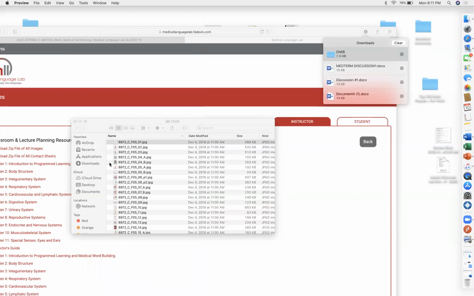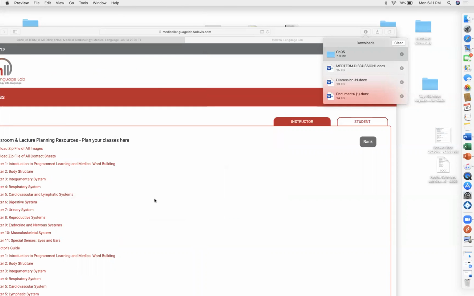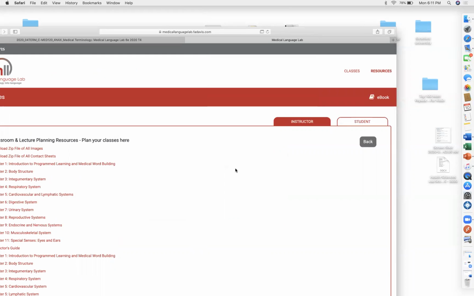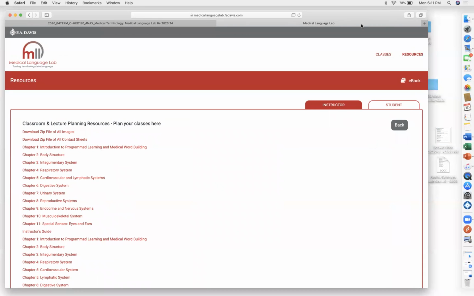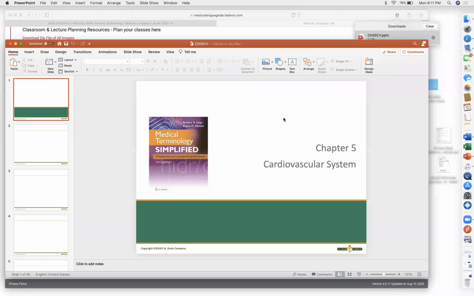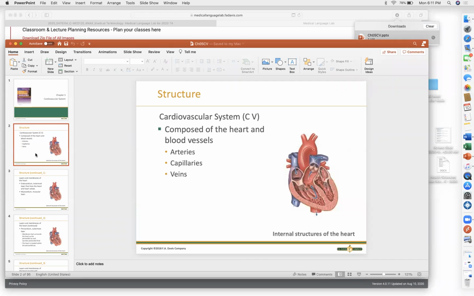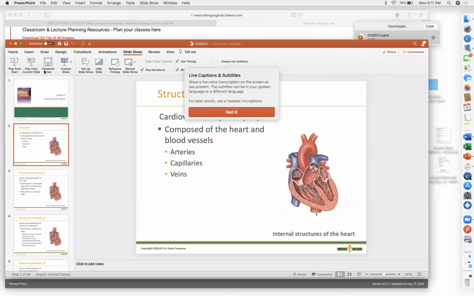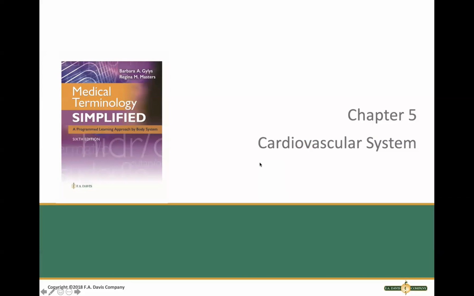So this has all the pictures, but okay, this is resources. Hold up. Worst comes to worst, I can easily share last term's lecture because I record everything. Let's see. Okay, good. At least we had a PowerPoint. Okay. Cardiovascular system. All right. So let's have the slideshow play from start.